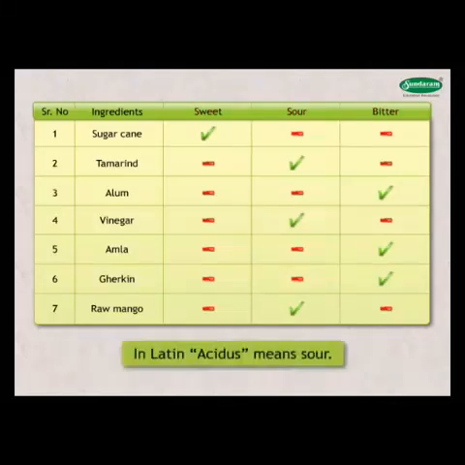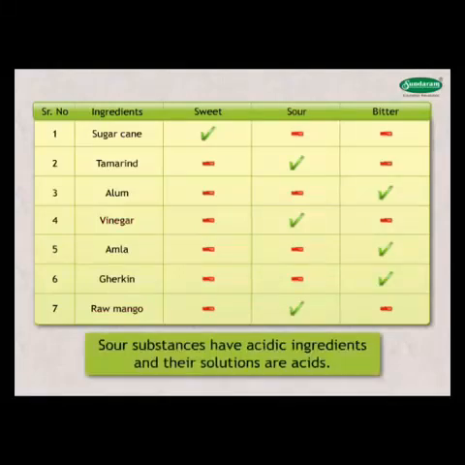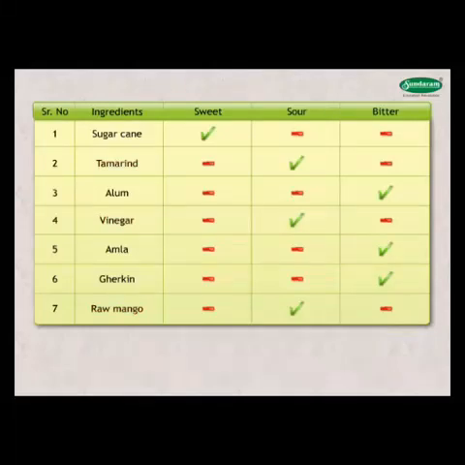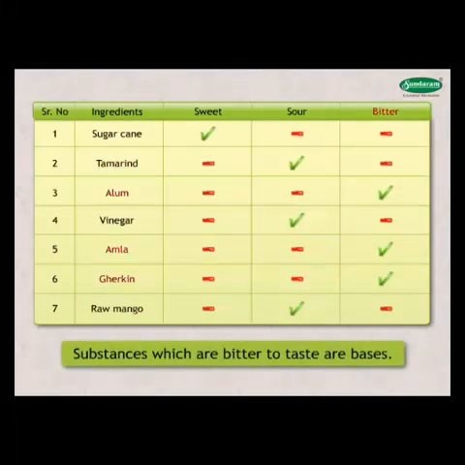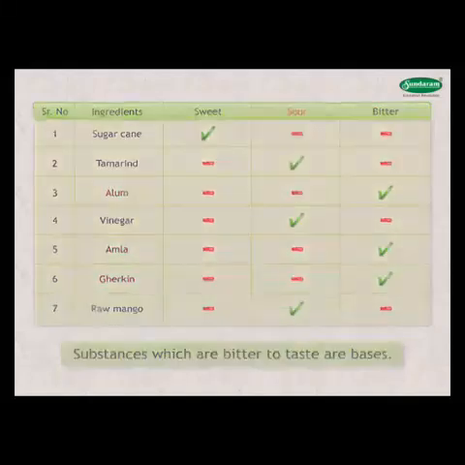In Latin, acidus means sour. Substances which are sour to taste have acidic ingredients and their solutions are acids. Substances which are bitter to taste are bases.